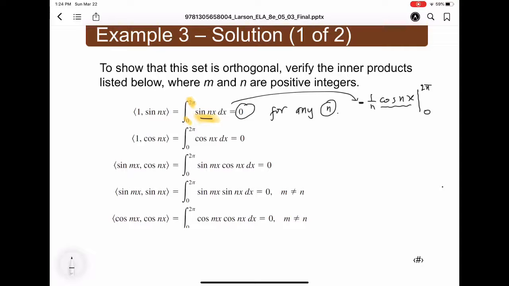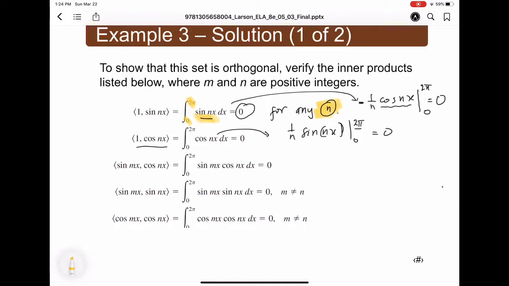Makes sense? You do almost the same thing for the inner product of 1 and cosine of nx. And we know that the antiderivative of cosine of nx is just 1 over n sine of nx, right? And then this is evaluated from 0 to 2 pi. At 0, sine of 0 is 0. At 2 pi, sine of 2 pi n is also 0. So basically, this is also 0, right? That means 1 is orthogonal to sine nx and cosine nx for any n.